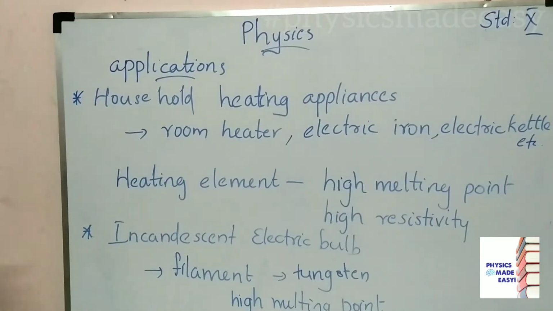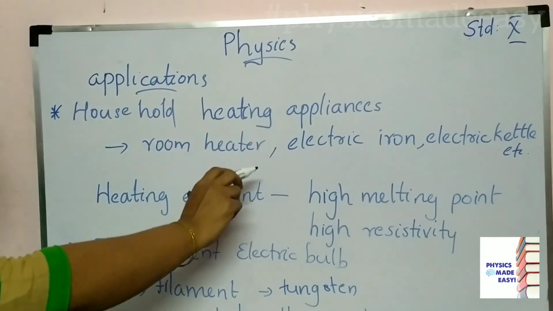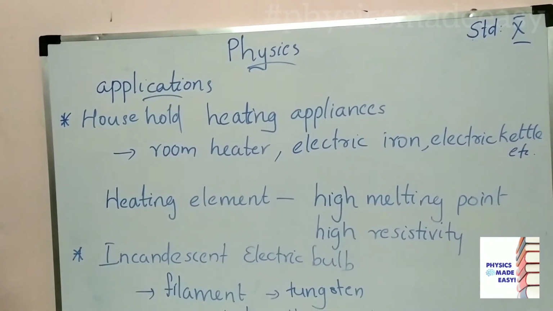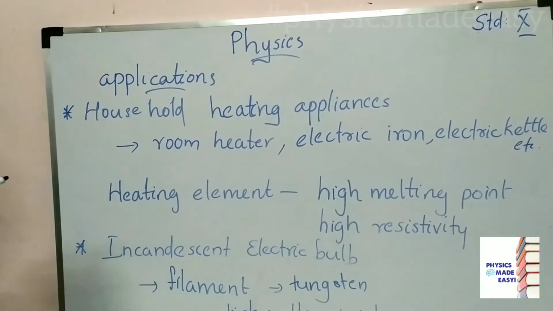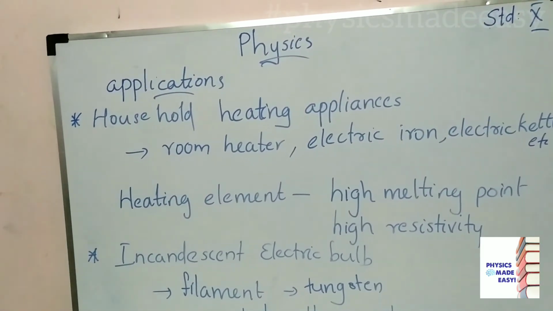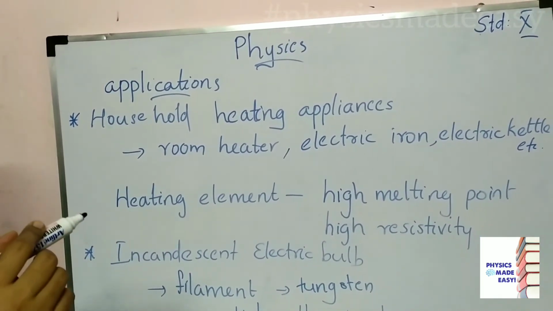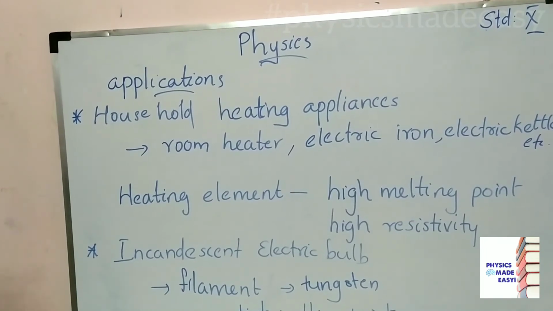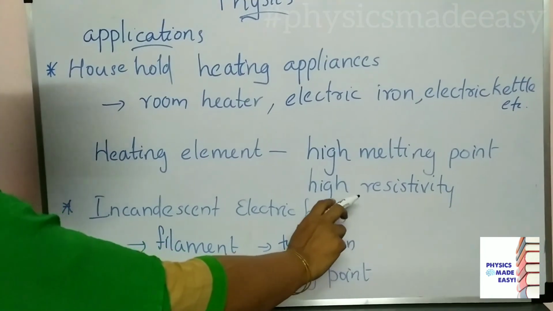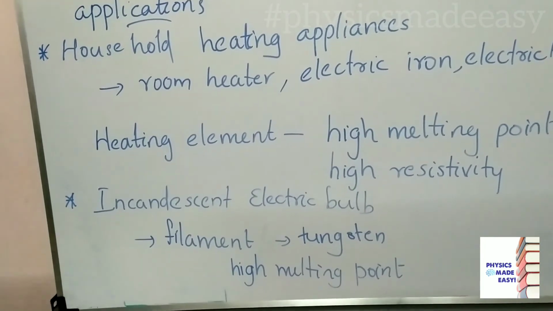Let us see some applications of this heating effect of electric current. Some household heating appliances, for example room heater, geyser, electric iron, electric kettle, many are there. In all these appliances we are using this heating effect of electric current. When current is passing through that, it can be transformed into heat energy and that we can use. In all these appliances we are using some heating elements. For this heating element, its melting point is high and its resistivity also high. Due to these properties only we can use this as heating element. Nichrome we are using there.